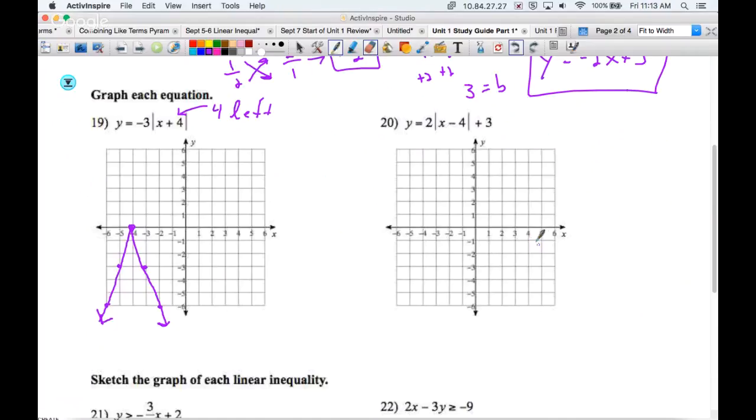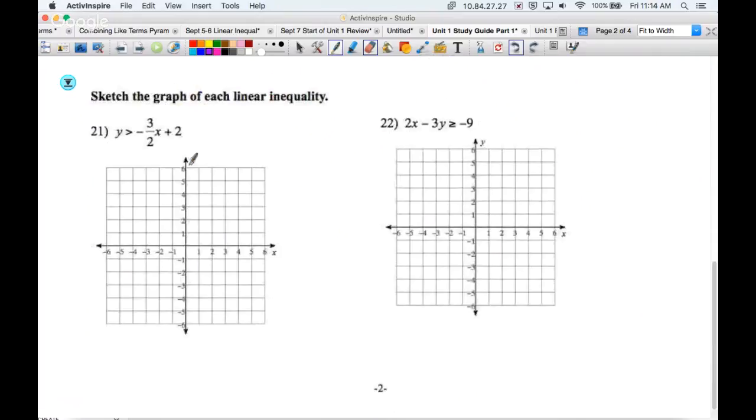Let's practice that again with number 20. My vertex should be at 4, 3, because that's my h, k value. So 4, 3, put my vertex. Slope of 2 going to the right, so up 2/1. Make it symmetrical. Connect them up. Arrows at the end. It's easy as that.